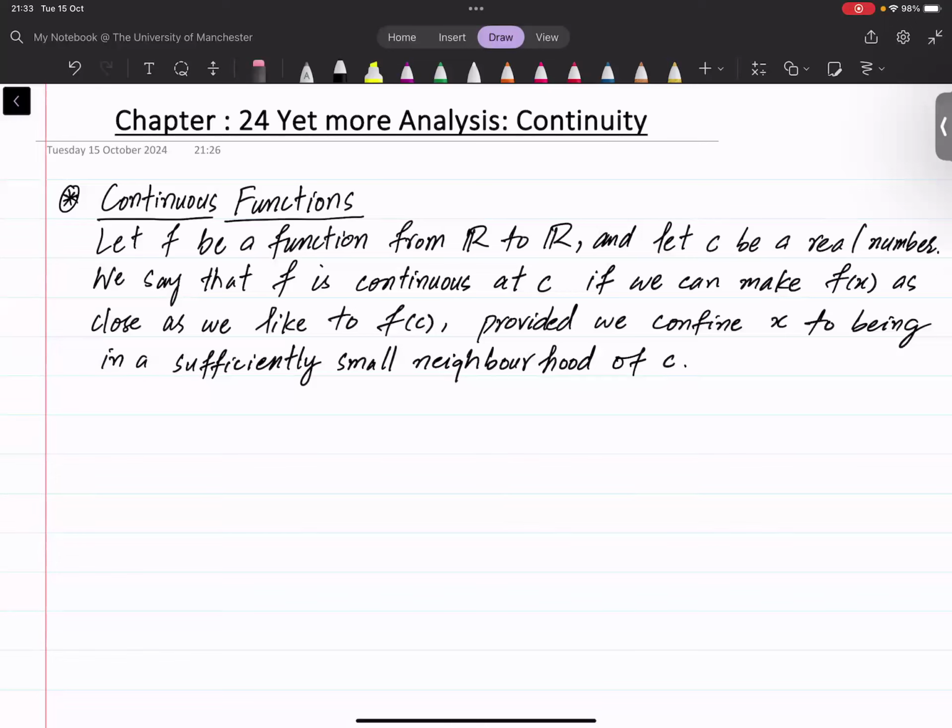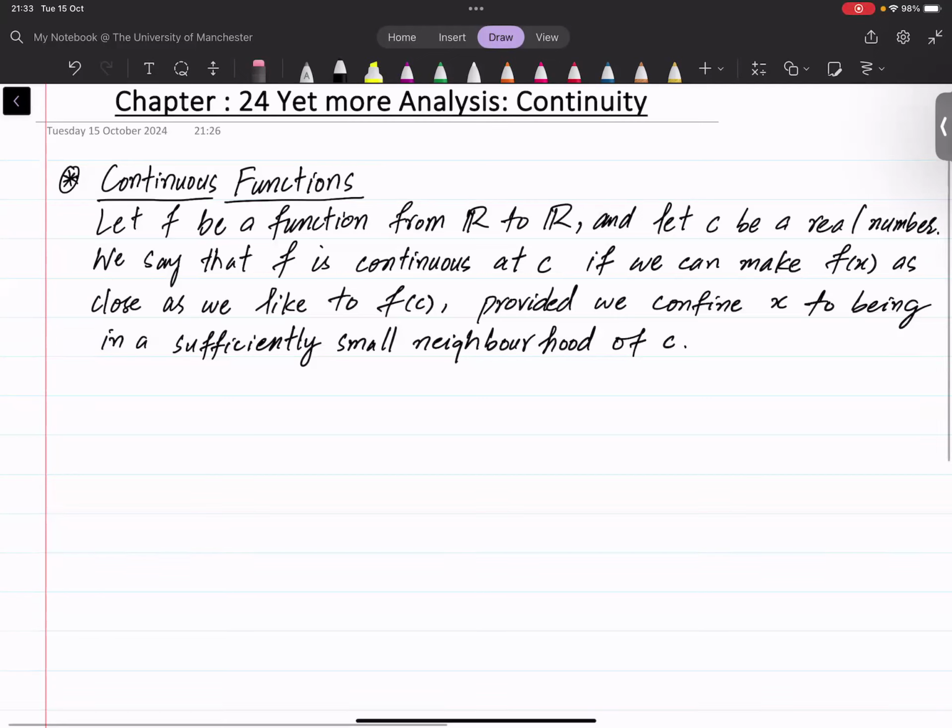In other words, we want to show that the limit of f of x is f of c as x tends to c. We shall make the phrase 'as close as we like' and 'sufficiently small neighborhood' precise in rather similar fashion to the definition of a limit in the previous chapter. So let's give the formal definition.